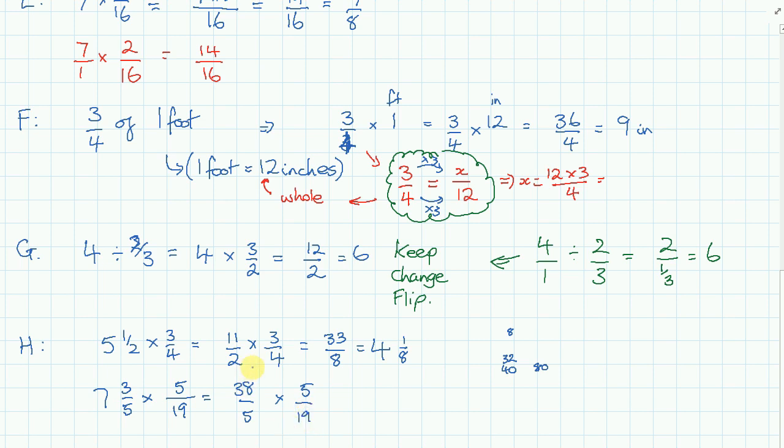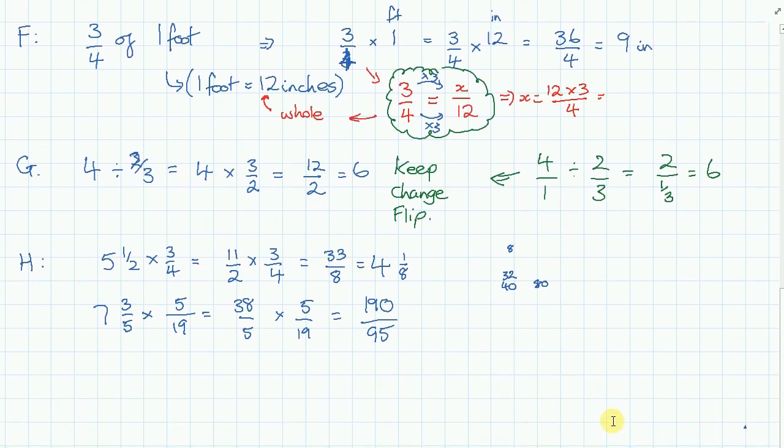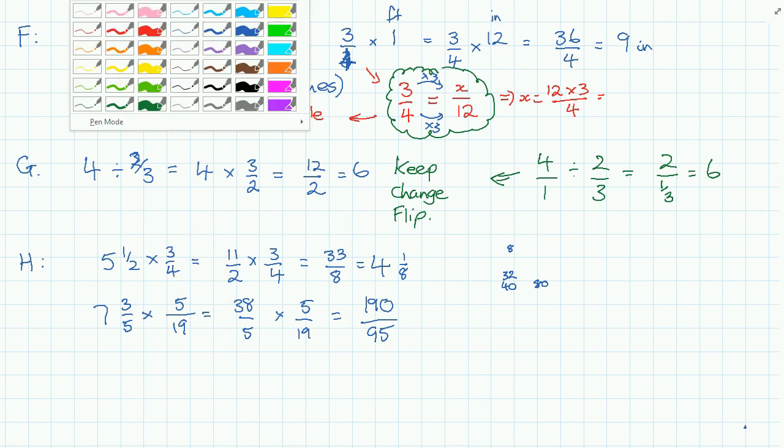Now what we can do here is, it gets very messy. I could do 190, which is 38 times 5, and 95. The numbers can get quite big very quickly if you just do the straight multiplication and then look for your simplification. But the other thing you can do is, give me the pen.